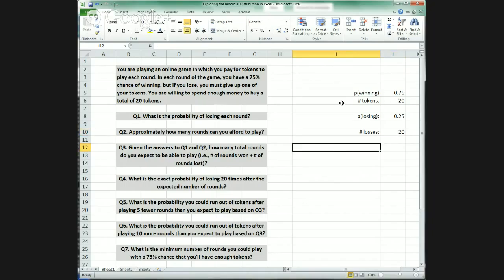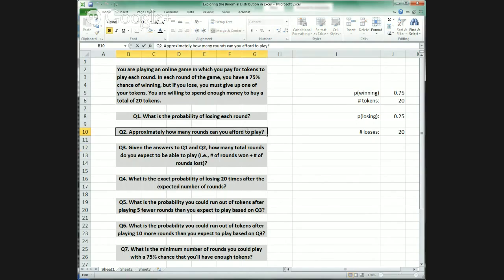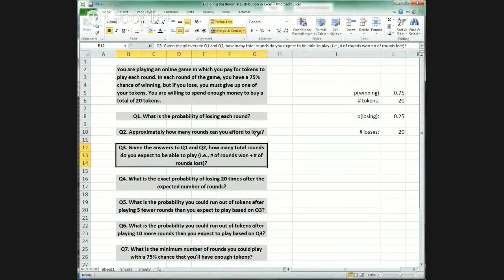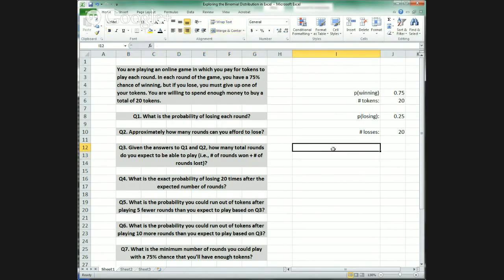Okay, so moving on to the next question. Given the answers to Q1 and Q2, how many total rounds do you expect to be able to play? What we're asking here is, how many rounds can we win plus how many rounds can we lose? And so I started to answer this accidentally in the previous question.